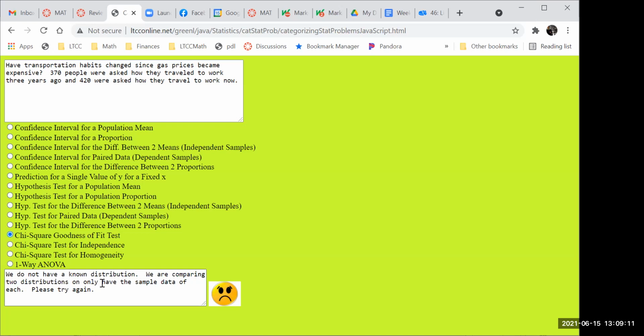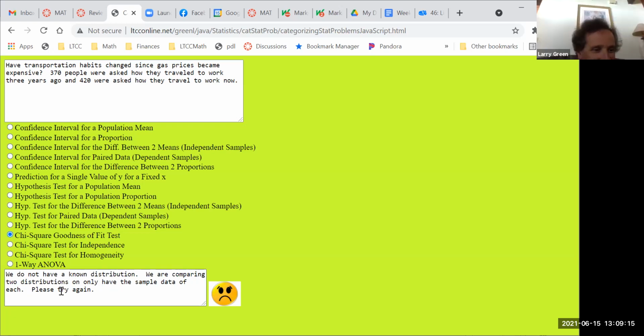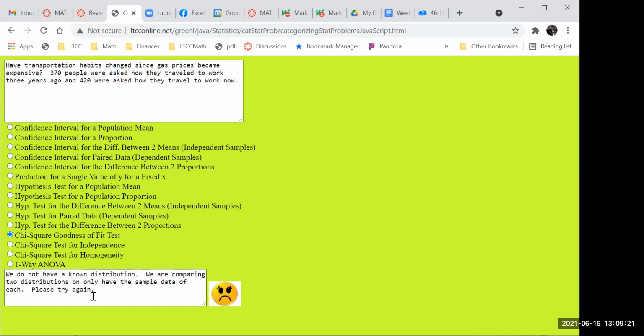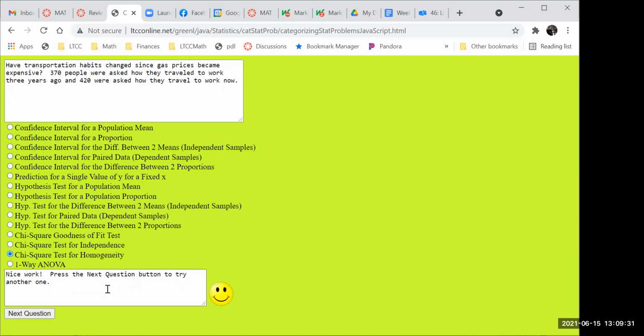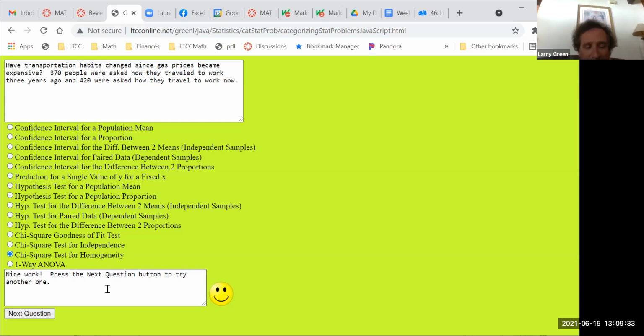Okay, oh no. We don't have a known distribution, right? We are comparing two distributions and only have the sample data of each. Okay, so it's the chi-square test for homogeneity. Exactly, homogeneity. Now we got the little happy face, by the way. Good thing.